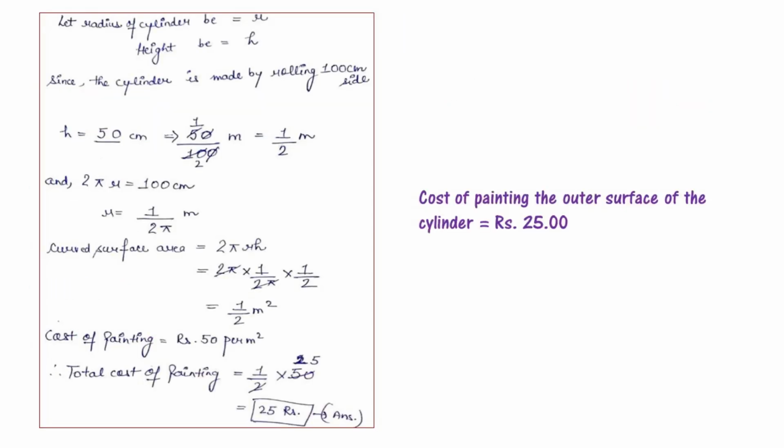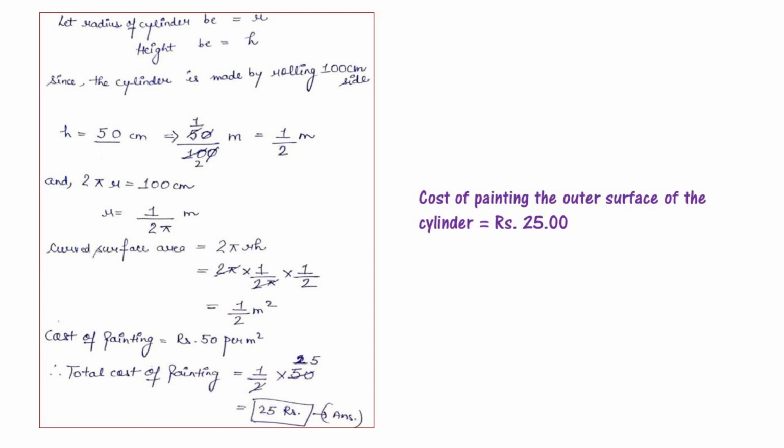Let us solve this question. Let the radius of cylinder be r and the height be h. Since the cylinder is made by rolling the 100 centimeter side, h is equal to 50 centimeter, that will become 50 divided by 100. That will come 1 by 2 meter, and 2 pi r is equals to 100 centimeter, that will be r is equals to 1 by 2 pi meter. Now we have to find out curved surface area, that is 2 pi r h. Now we will put the values here. That will be 2 pi into 1 by 2 pi into 1 by 2. That will come 1 by 2 meter square.